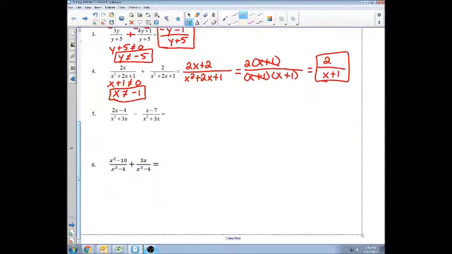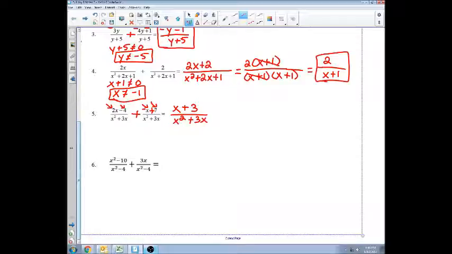I have a subtraction sign again. When I have a subtraction sign, I want to go ahead and change that to addition, change the sign of my terms. So my x will become negative, my negative 7 becomes positive. So now I can take 2x minus x, which would just get me x. Negative 4 plus 7 would get me positive 3 over x squared minus 3x. It is the same, or plus 3x, I'm sorry. It is the same in both denominators.